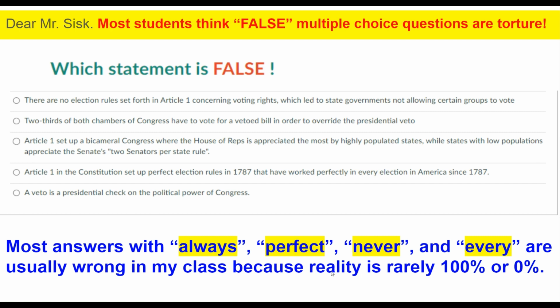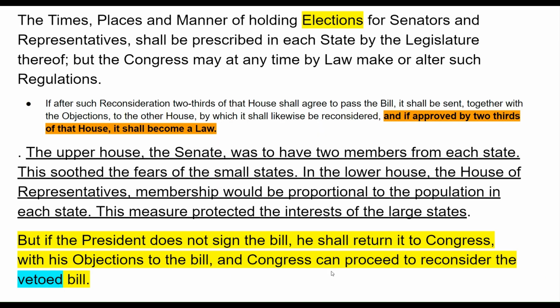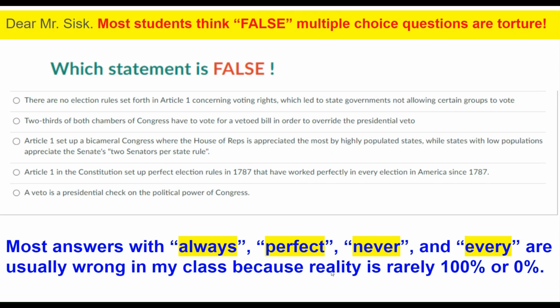The second one: 2/3 of both chambers of Congress have to vote for a vetoed bill in order to override the presidential veto. Huh. Well, is it majority or 2/3 or 3/4? And if we go to the bullet point with the small letters, that basically says there from the original language that both houses have to vote 2/3 to overturn a presidential veto. So the first and second are true.